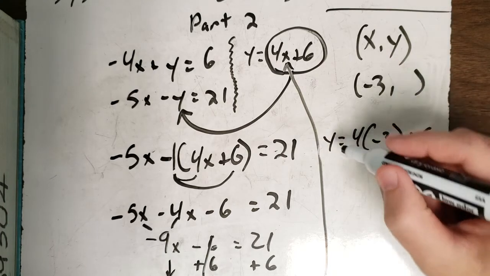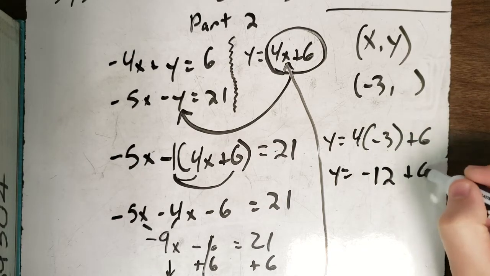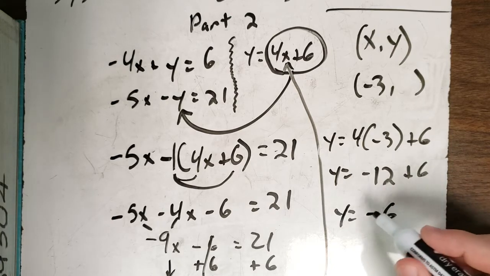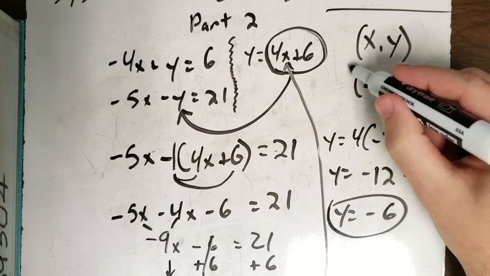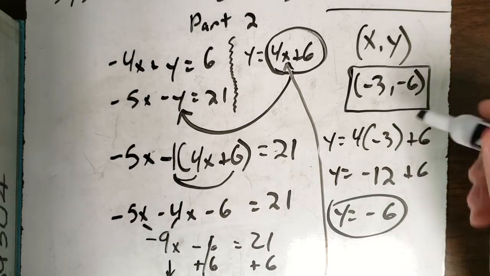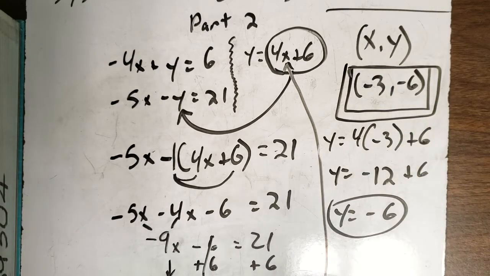Do the math. 4 times negative 3 is negative 12. Bring down your plus 6. Negative 12 plus 6, when you do the math, equals negative 6. So our answer here, negative 6. So our final answer, negative 3, negative 6. Okay, this is our final answer. Okay, so yes, it can be a lot of work. Yes, there's many steps involved. It's just how it is. Okay, so that's our answer for that one, negative 3, negative 6.